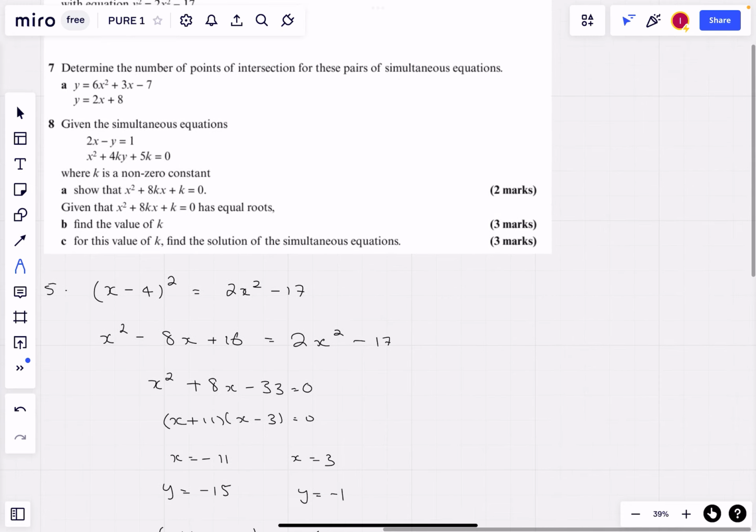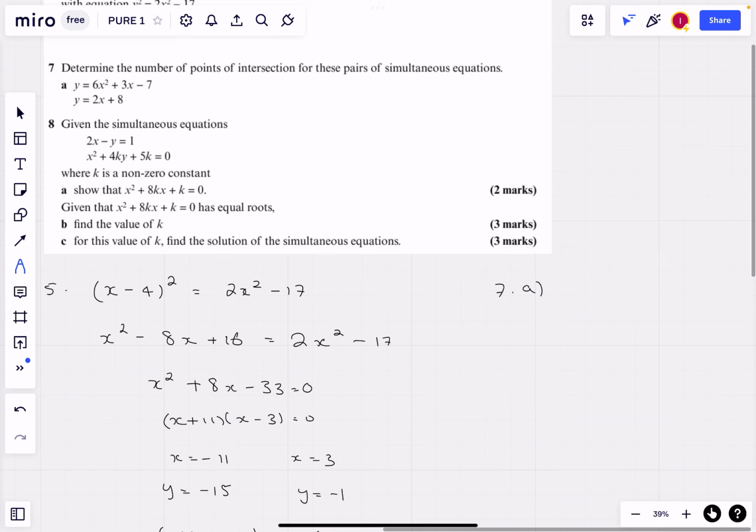Question 7a. Solve the simultaneous... Sorry, nope. That was me looking at question 8. Sorry. Determine the number of points of intersection for these pairs of simultaneous equations.